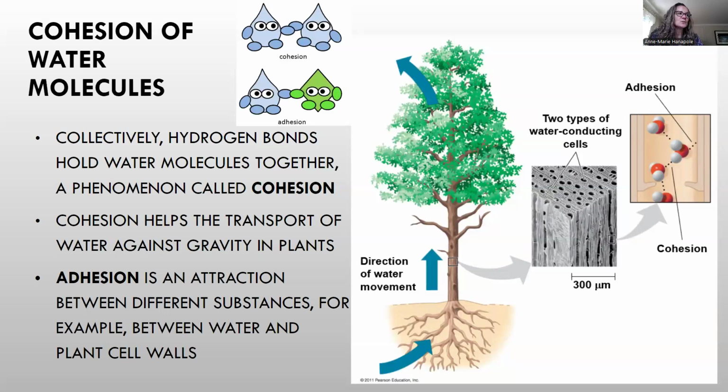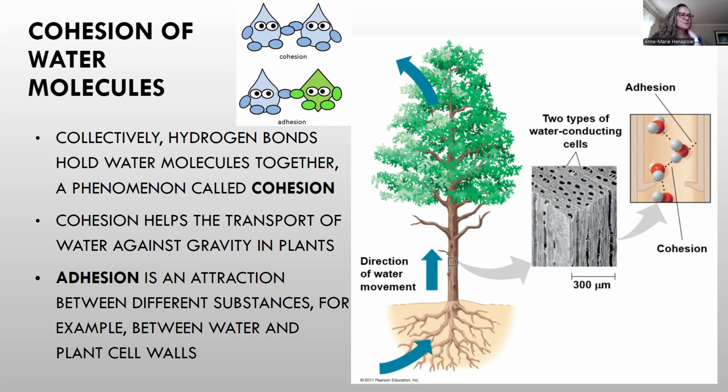Cohesion is when water molecules stick to each other, or hydrogen bond to each other. That is what allows water molecules to travel up a straw. That's what allows water molecules to travel up a tree. Trees and plants absorb the water through their roots, and it travels up the plant, and then it evaporates through the leaves. That allows for the flow of water through the tree, and it's the cohesion of the water molecules that allows them to stick together.